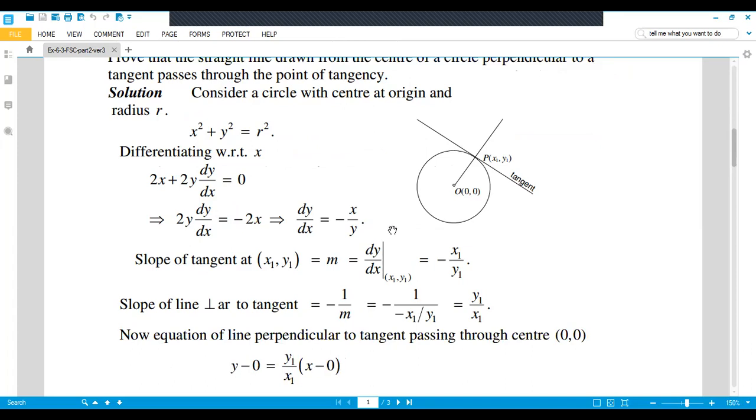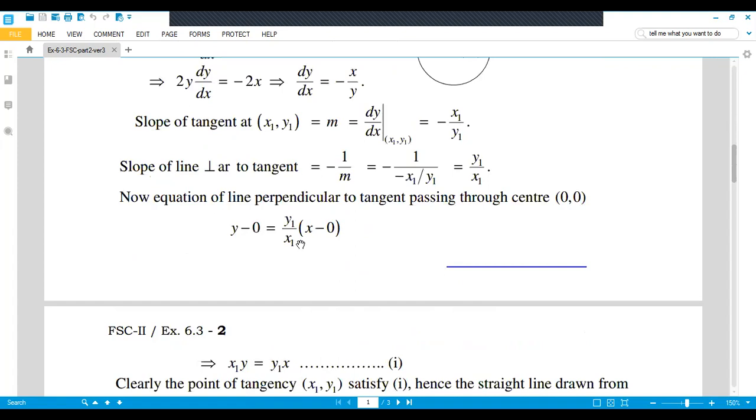Now the slope of the normal line, which is perpendicular to the tangent, will be minus 1 over m, so minus 1 over minus x1 over y1, just like the previous question, that will be y1 over x1. Now the equation of the line perpendicular to the tangent passing through the origin 0 0. In point slope form we use y minus y1 equal to m into x minus x1. So in place of y1 and x1 we put 0 0. So y minus 0 equal to y1 over x1 times x minus 0.